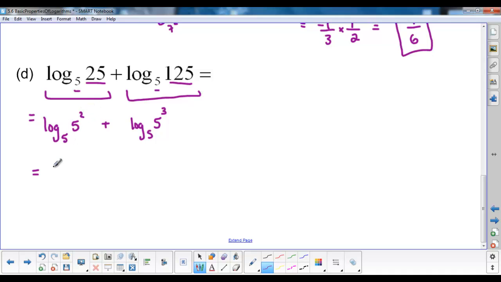so exponent divided by exponent. Same with the second one, so exponent divided by the exponent 1. And so our final answer here would be 5.